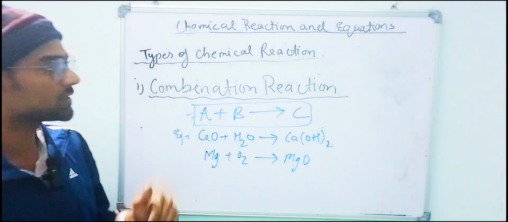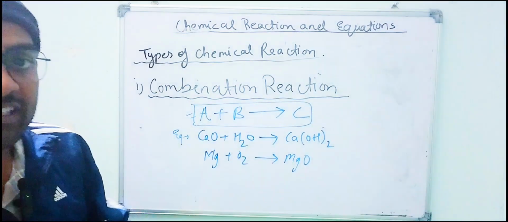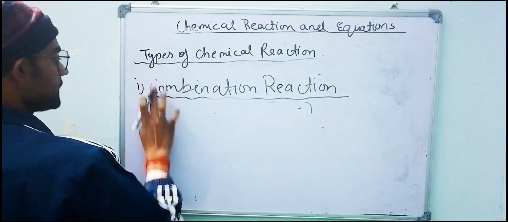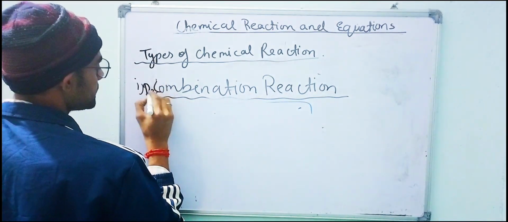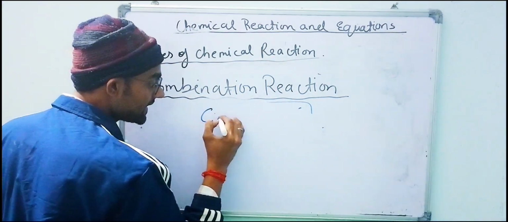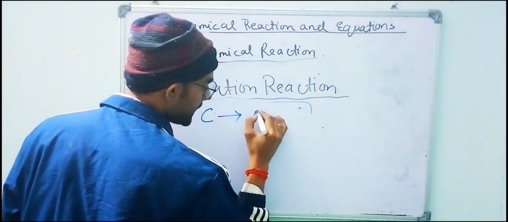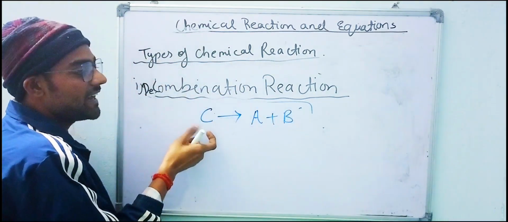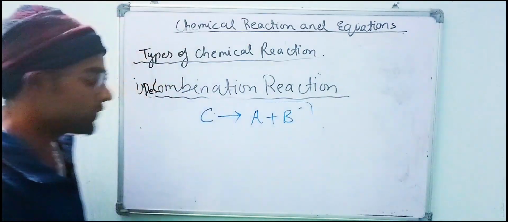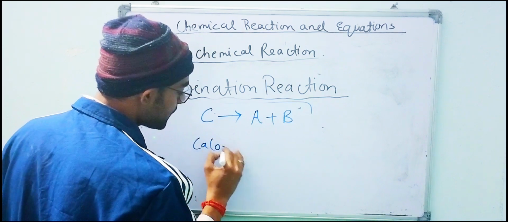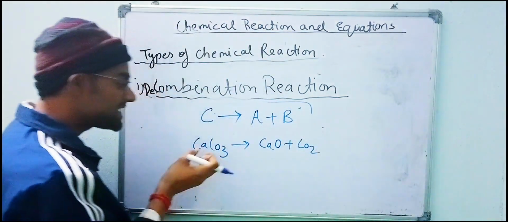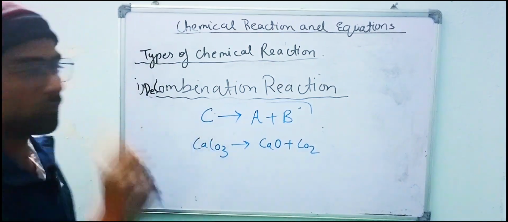And next, we will discuss the second type of reaction, that is decomposition reaction. What is a decomposition reaction? In a decomposition reaction, a single reactant is broken down into two products. C is our reactant and it is breaking down into two products. This is known as the decomposition reaction, in which we can take the example of calcium carbonate, which is broken down into calcium oxide plus carbon dioxide.